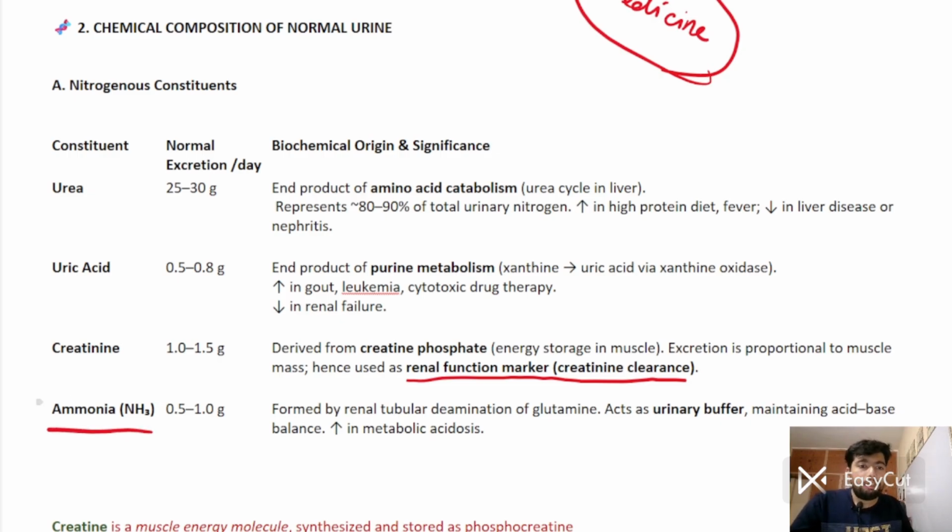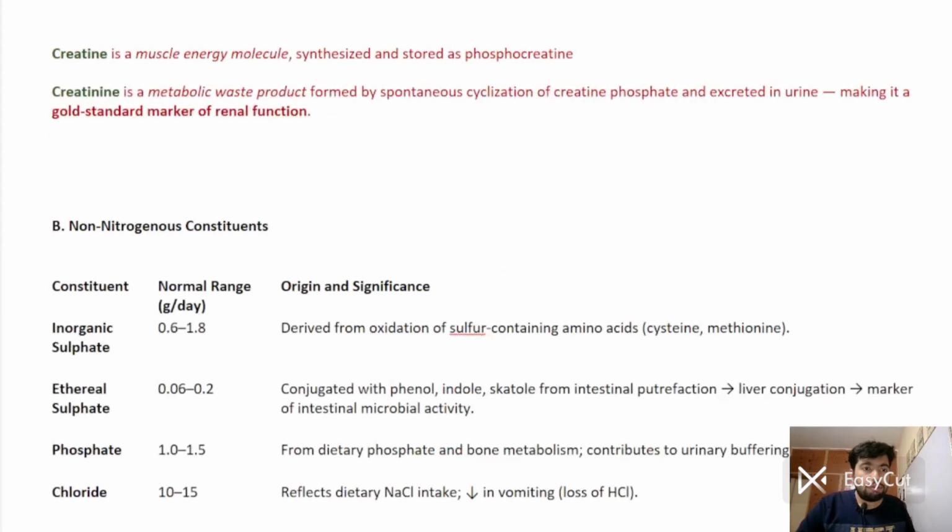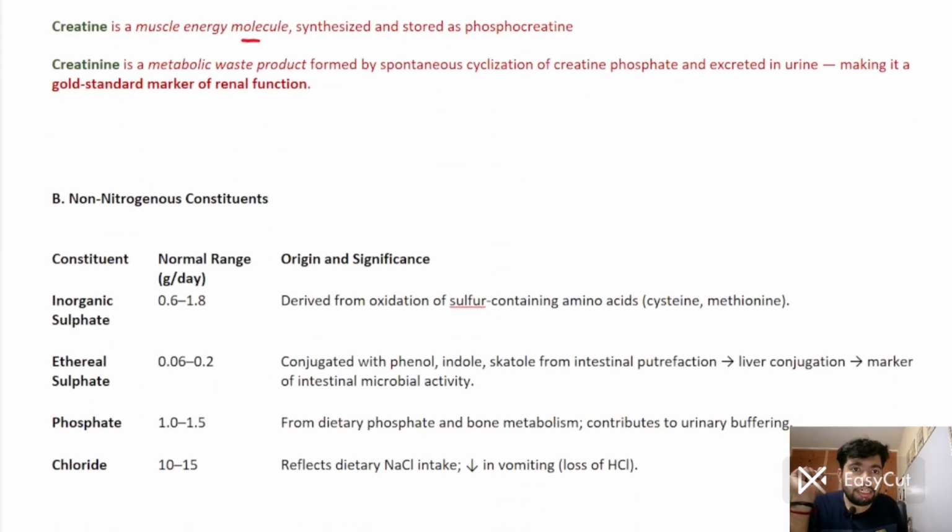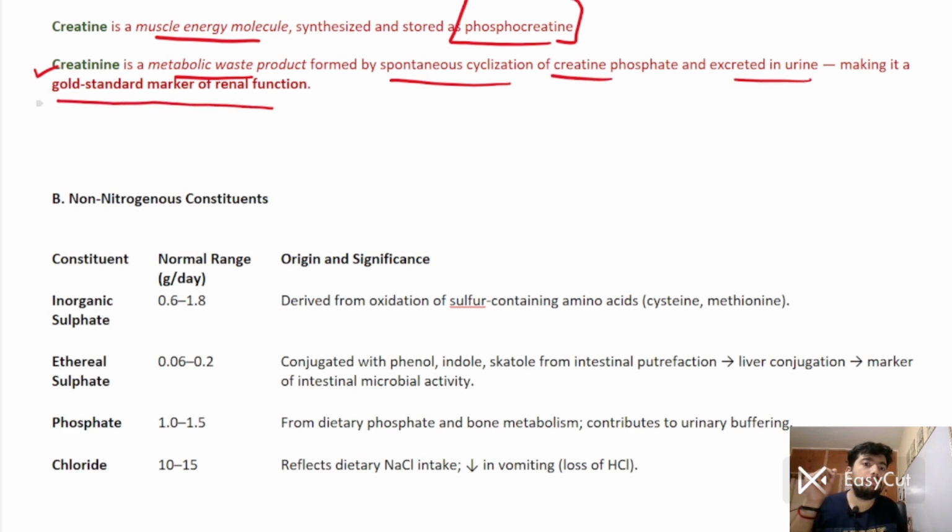Ammonia is formed by renal tubular deamination of glutamine. It acts as a urinary buffer and maintains acid base balance. This also you will be learning in acid base balance classes. Urinary ammonia is increased in metabolic acidosis. An important point to note, which we will learn subsequently. So what is creatine? Creatine is a muscle energy molecule synthesized and stored as phosphocreatine. And what is creatinine? It is a metabolic waste product formed by spontaneous cyclization of creatine phosphate and excreted in the urine, making it the gold standard marker for renal function tests.